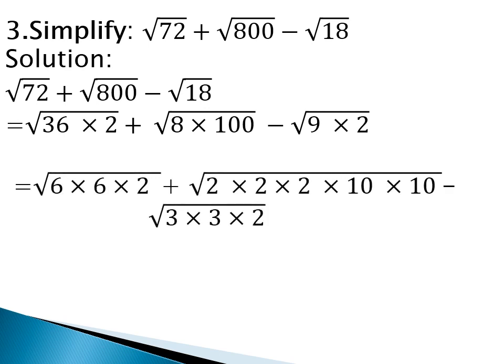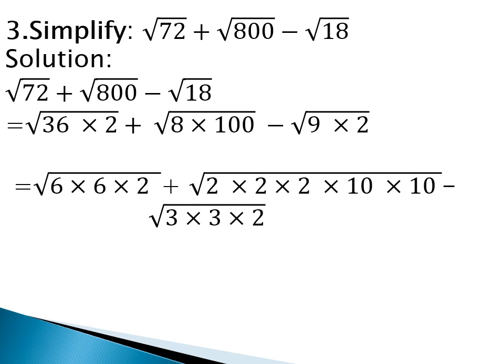So what is the root of 36? How can we write it? 6 into 6. So we can easily understand here, 6 into 6 into 2, so 6 root 2. Then for 800, 2 times 2 and 2 times 10 are there, from that we can take one 2 and another 10. So 20 root 2.